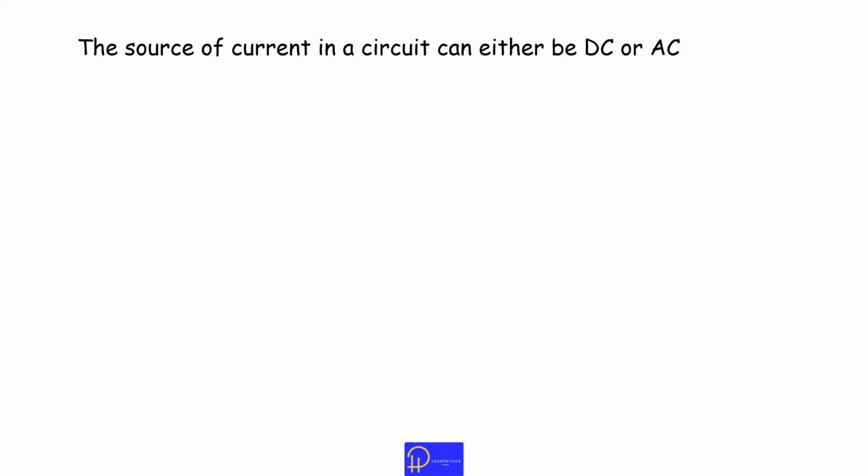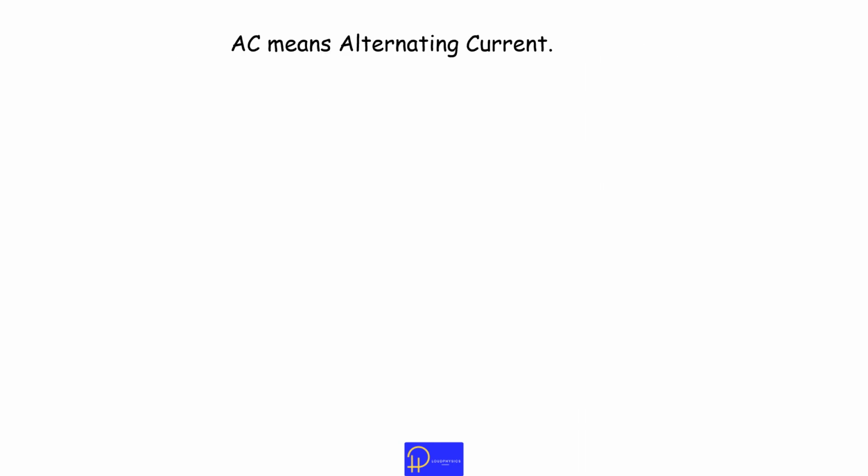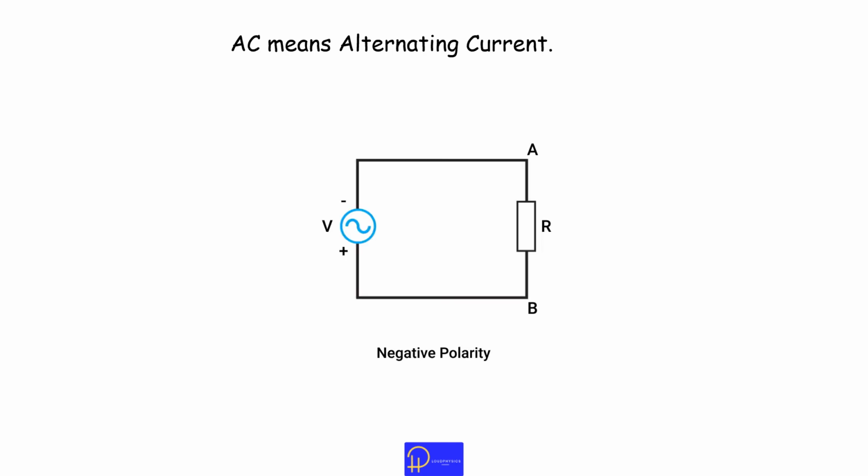The source of current in the circuit can either be DC or AC. DC stands for direct current. And what that means is that current flows in just one direction. So if you have a cell or a battery connected in a circuit, it will move from the positive terminal of the cell to the negative terminal, and that is how it's going to move all the time. AC means alternating current. And what that means is that current changes direction. It doesn't flow in just one direction. For alternating current, the direction of the current reverses regularly.